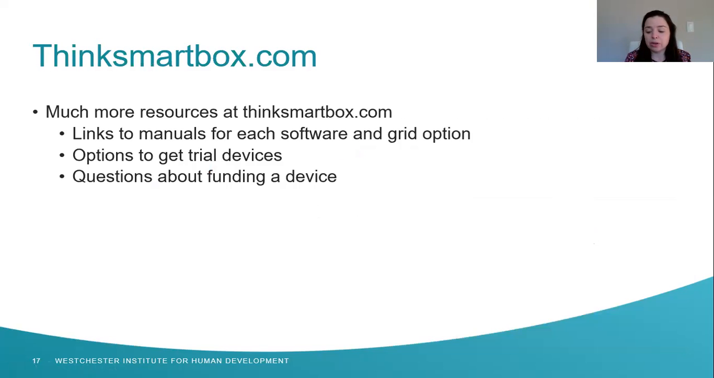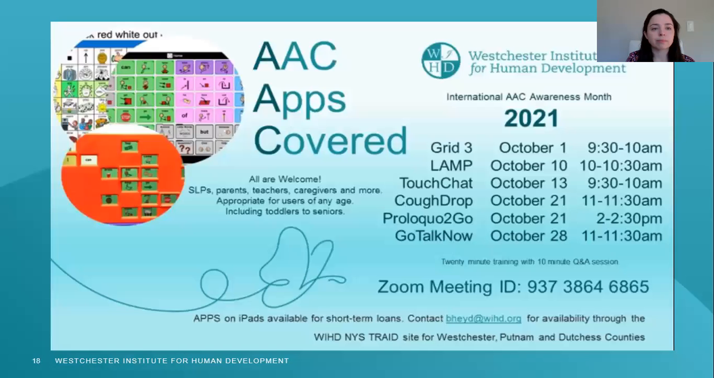There are a lot of resources on thinksmartbox.com. There are links to the manuals or software for each grid option, and really detailed directions to help you walk through anything. There are options to get the trial devices, and questions about funding a device. There's a lot of information there. The customer service is really great, and you can message them. They have a chat box, so for any really specific detailed questions, that's a great resource.